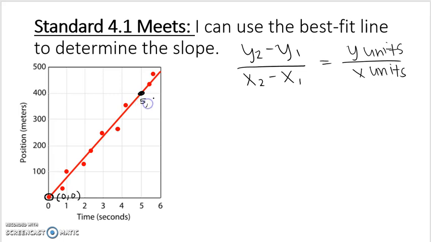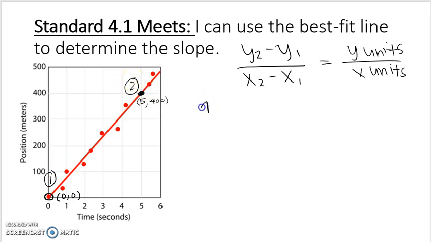This point is 5, 400. Now I have 2 different points that I can take the slope of. This point up here is point number 2. This point is point number 1. The way that we decide that is if you start at the bottom corner of the graph, right, and you follow the trend, which point do you run into first and which point do you run into second?